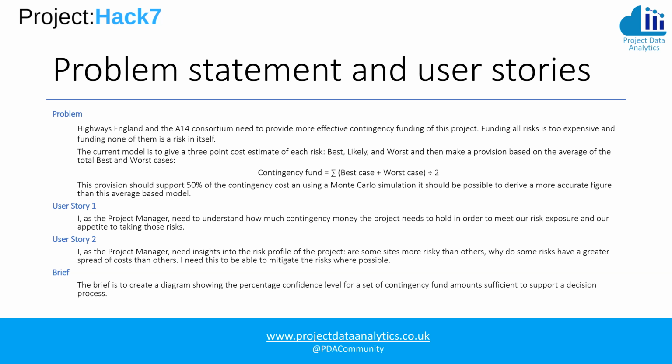They have a method for doing that, which is really to take two totals and make an average. So each risk has 3 points of estimate, best, likely, and worst. They add up all the bests, they add up all the worsts, and they take the average of those two, and that's how much money they provide as a contingency fund to support 50% of those risks. We've expanded that into 2 user stories, and our brief for this exercise is simply to provide a diagram showing the percentage confidence levels for a range of contingency fund amounts to support a decision process.